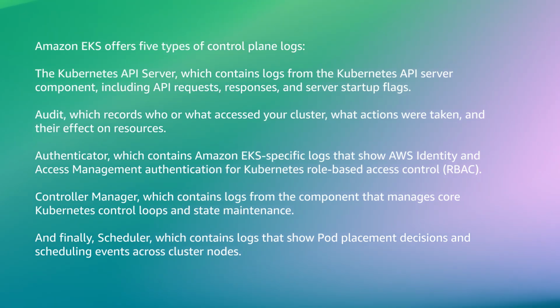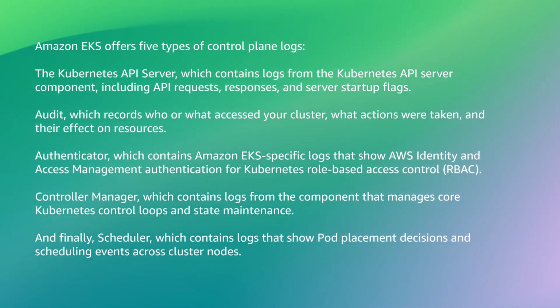Authenticator logs, which contain Amazon EKS specific logs that show AWS IAM authentication for Kubernetes role-based access control. Controller manager, which contains logs from the components that manage core Kubernetes control loops and state maintenance. And finally, scheduler, which contains logs that show pod placement decisions and scheduling events across the cluster nodes.